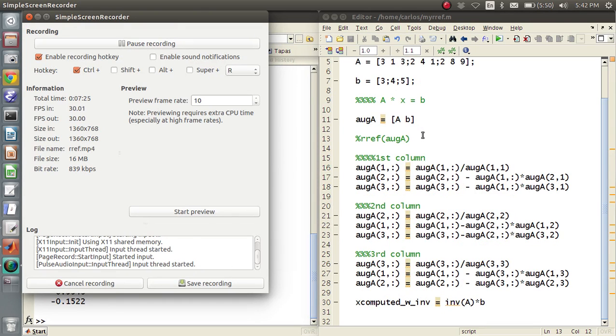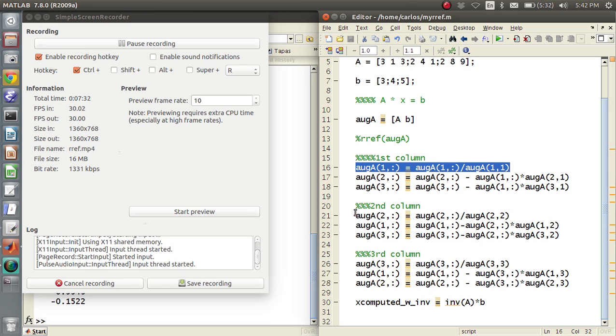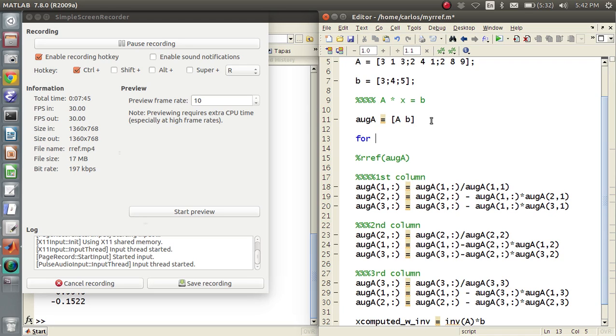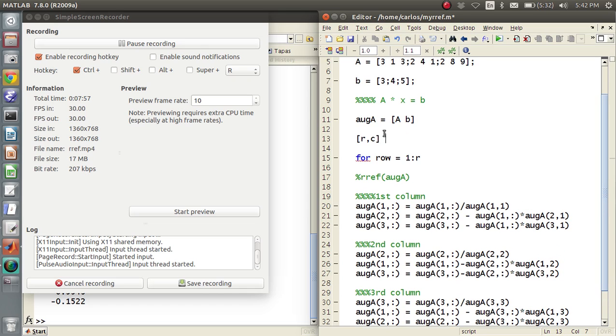Okay, so we're back. Basically what I want to do is turn this into a nested for loop. If you notice, this line of code, this line of code, and this line of code look exactly the same. The only difference is that there's a 1, a 2, and then a 3. So that's really easy to do. I'm going to say for, and this is row, and this is all columns. So for row equals 1 to 3. You could even make this more general and say R, C equals size of A.